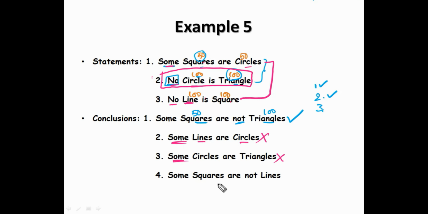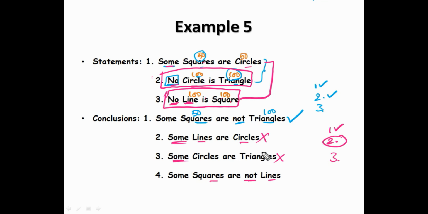Next, 4, squares and lines. Squares and lines. Square and line also, directly from the statement itself we can conclude the conclusion. Statement 3: line is here, square is here. It's a negative statement and it is a negative conclusion. Step 1 clear. Because it's a single statement conclusion, no need to check step 2.